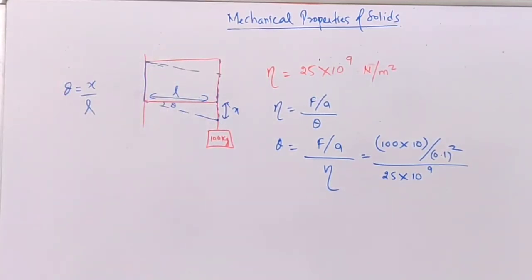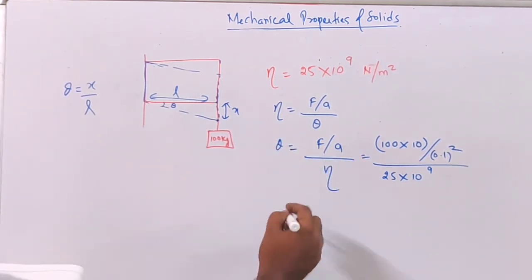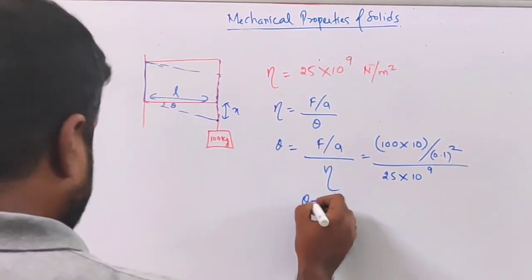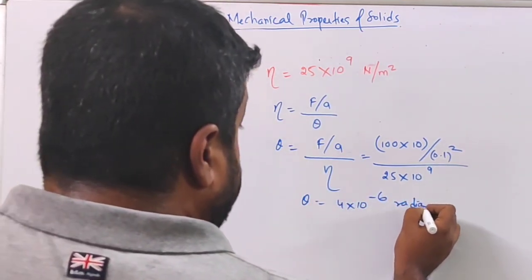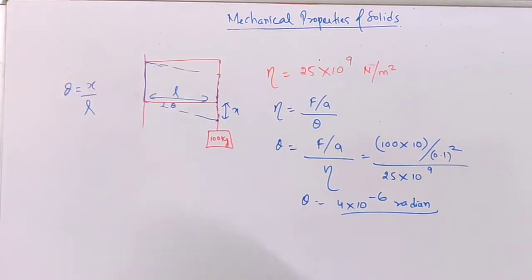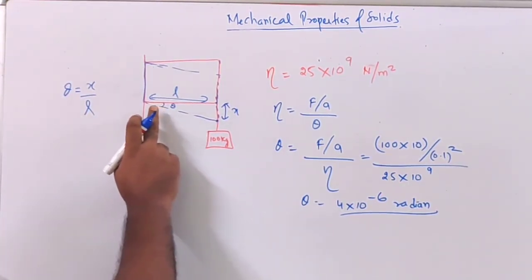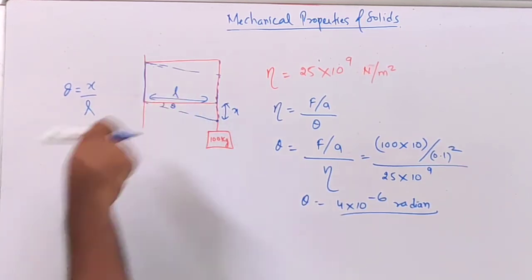Okay, so on simplification, if you simplify these things, you will get theta equal to 4 into 10 power minus 6 radian. Okay, so that is the angle through which the side has moved.